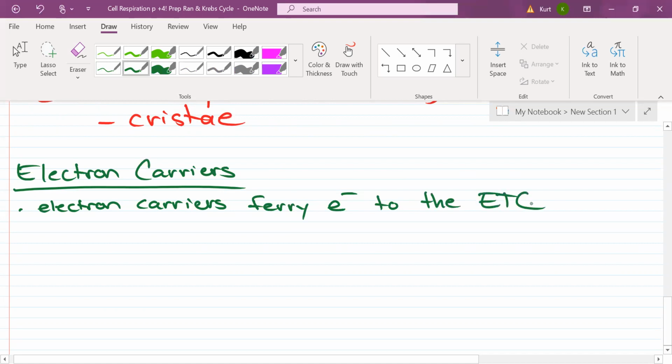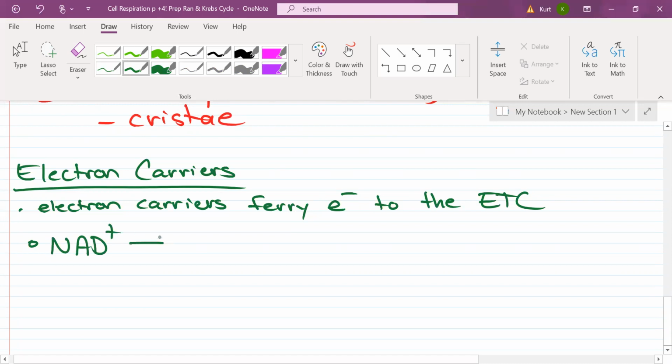That's all they do. Uber Eats ferries food to your house. The Staten Island Ferry in New York ferries people from Staten Island to Manhattan. Uber will ferry you from Busch Gardens to your house if you don't have a car. I don't know. It's just a means of transport. And the 2 electron carriers that we've done, well, one of them you know.